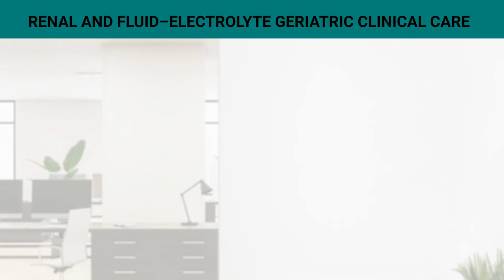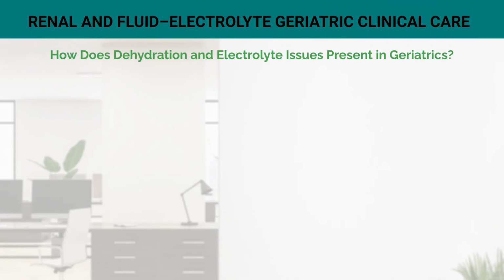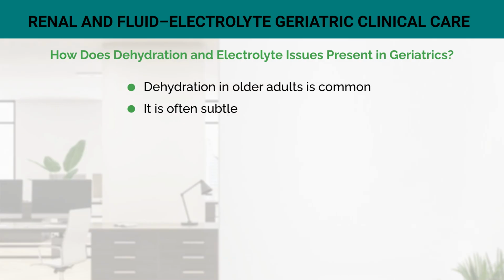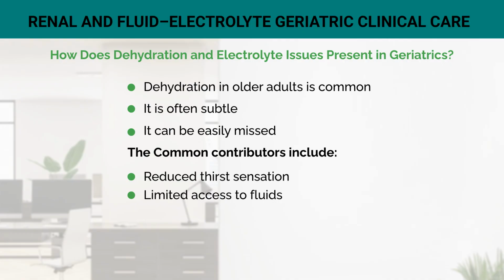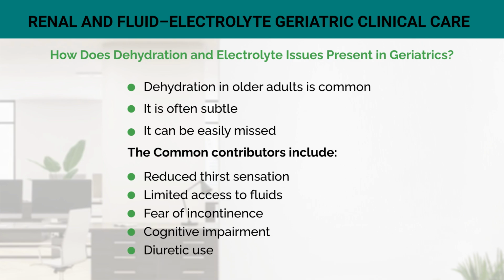Let's continue with seeing how dehydration and electrolyte issues present in geriatrics. Dehydration in older adults is common, often subtle, and can be easily missed. The common contributors include reduced thirst sensation, limited access to fluids, fear of incontinence, cognitive impairment, and diuretic use.